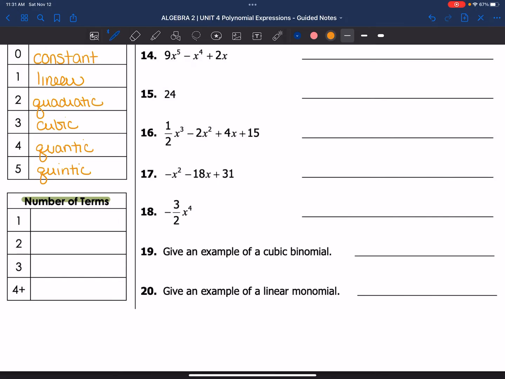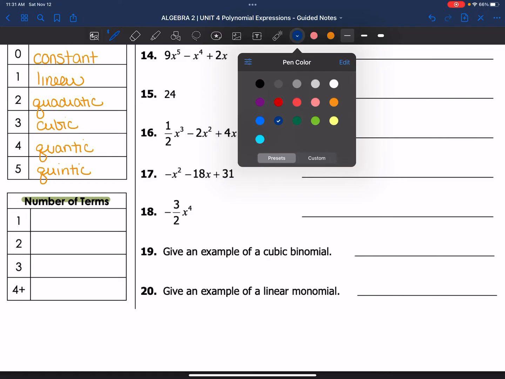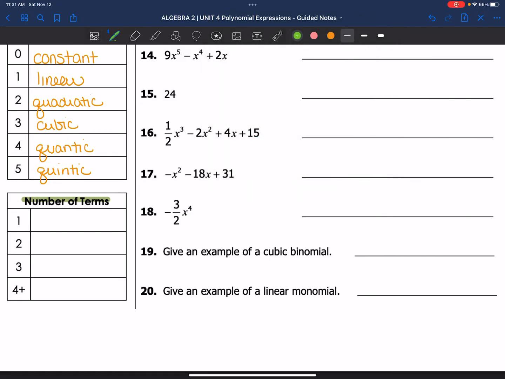But that is not the only way. We also give them a last name, and it's based on the number of terms. If you have 1 term, it's called a monomial. 2 terms is called a binomial. 3 terms is called a trinomial. But if you have 4 or more, then it's just called a polynomial.